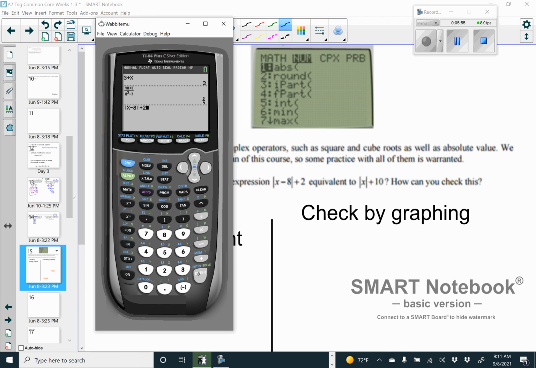I don't think I put anything in for x, so the calculator right now still thinks that x is equal to 3. So if I were to hit enter into the calculator, 3 minus 8 is negative 5. Absolute value of negative 5 is positive 5, because remember, absolute value always keeps it positive. Plus 2 is equal to 7. That's why it gives me that.